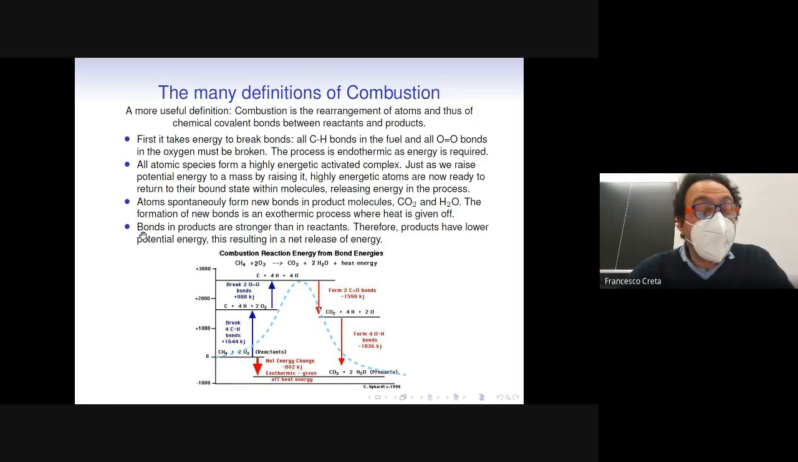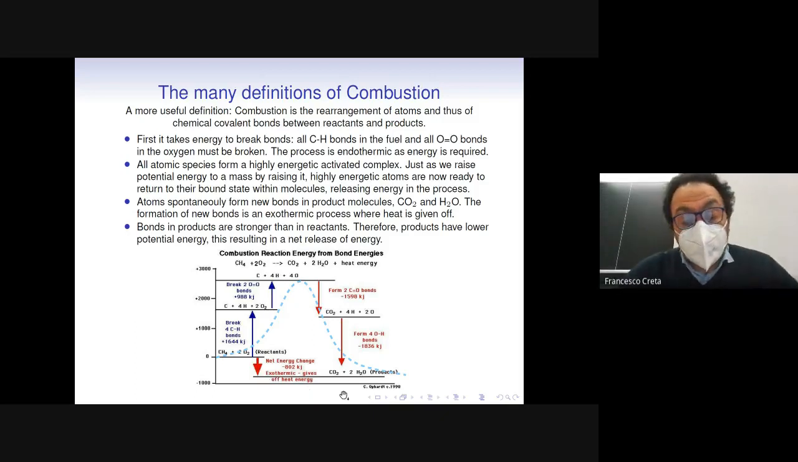Of course, if you think about it, the bonds in the products are stronger than in the reactants, so the products have a lower potential energy. They're more stable. That's why you have a lot of water and a lot of CO2 around in the atmosphere, but you don't have a lot of CH4, or at least it's pretty much separate from O2. So there is a net energy release.